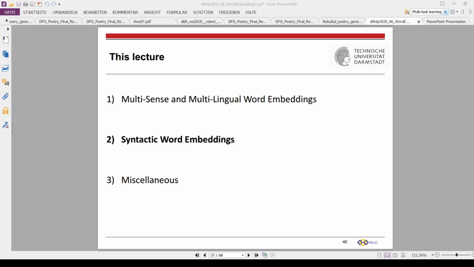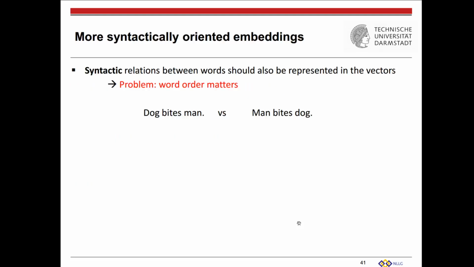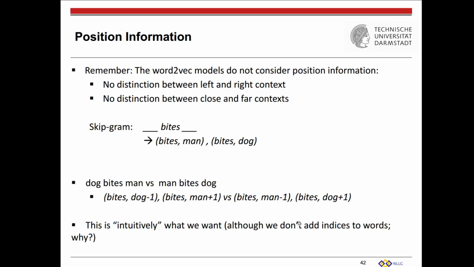All right, so let us talk about syntactic extensions of word embeddings, or embeddings that are more syntactically oriented. So what is the basic problem of word2vec? We have seen that just a couple of slides before. Word2vec does not have a notion of order, but we all know that it can make a big difference whether the sentence says a dog bites a man or the man bites a dog.